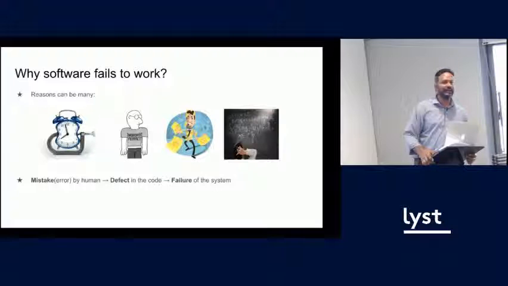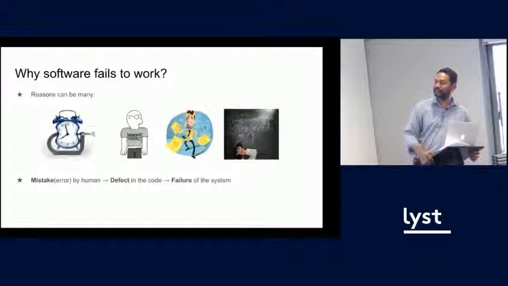So I can sum it up by saying that a mistake, which is an error by a human being, can cause a defect in the code, and that particular defect in the code can cause the failure in the system. But I want to put a special note here.